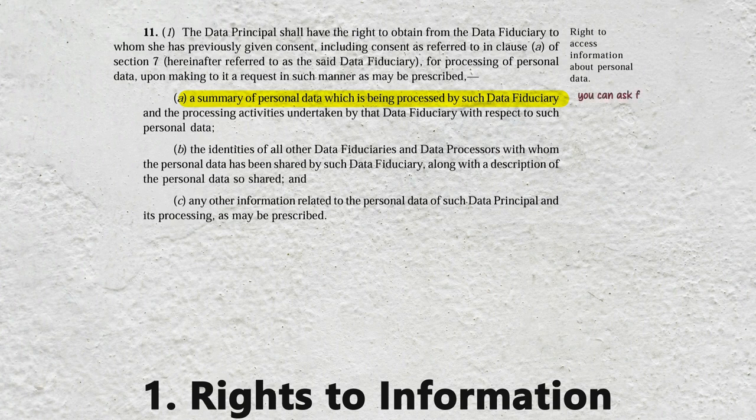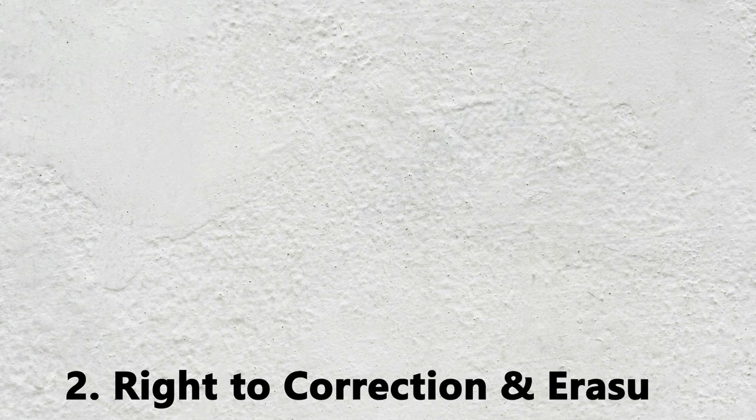Under this Act, you can ask for a summary of your personal data that is being processed. Along with that, you can ask for the list of all data fiduciaries, individuals, and organizations that are involved in the processing of your data. Number 2, right to correction and erasure.